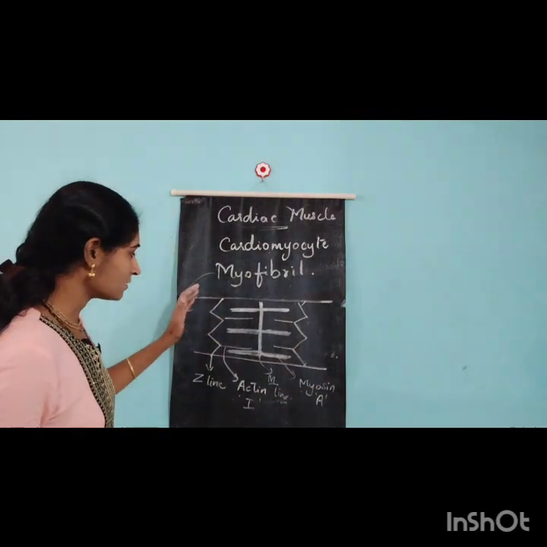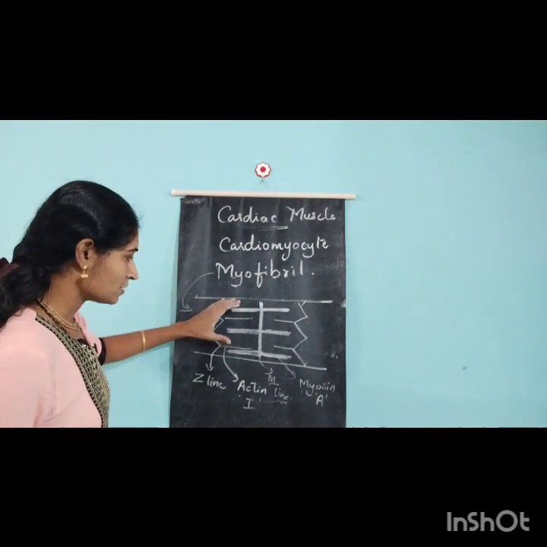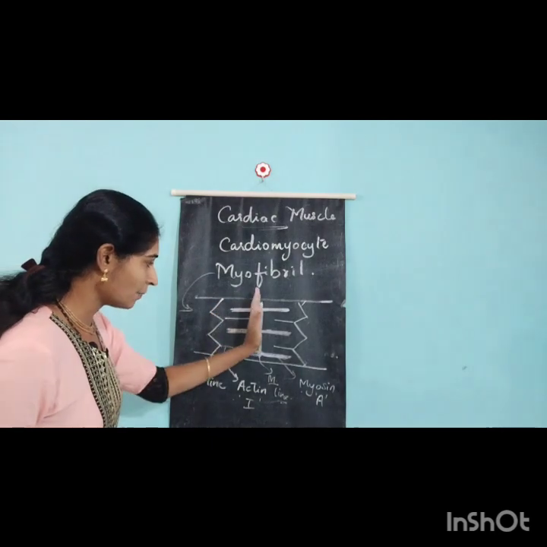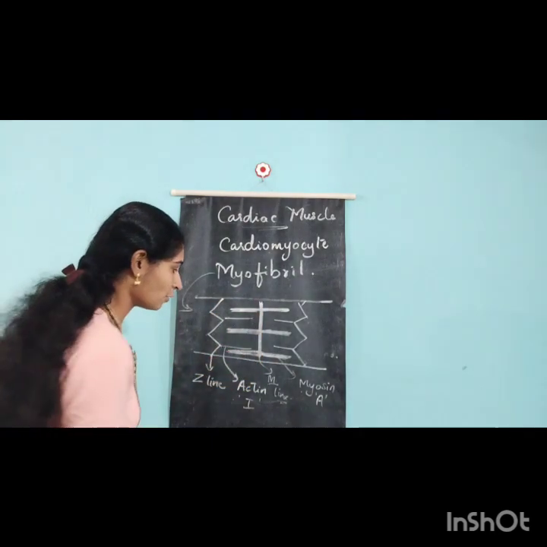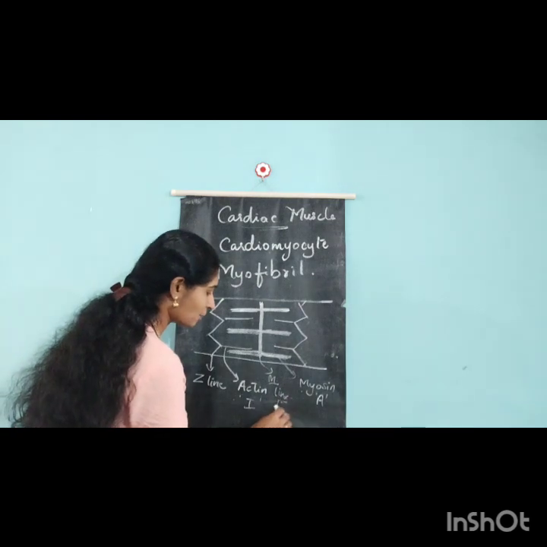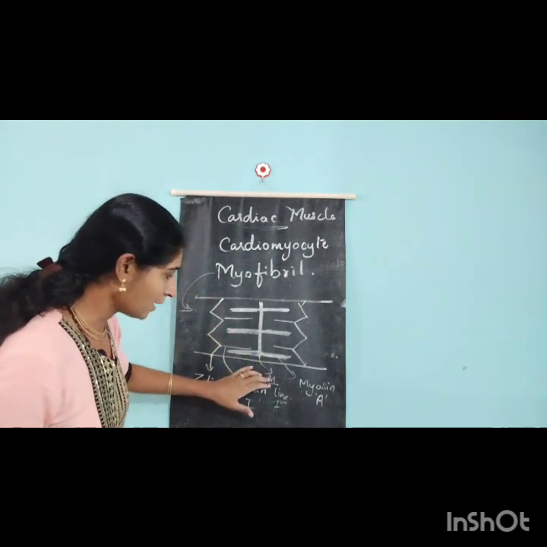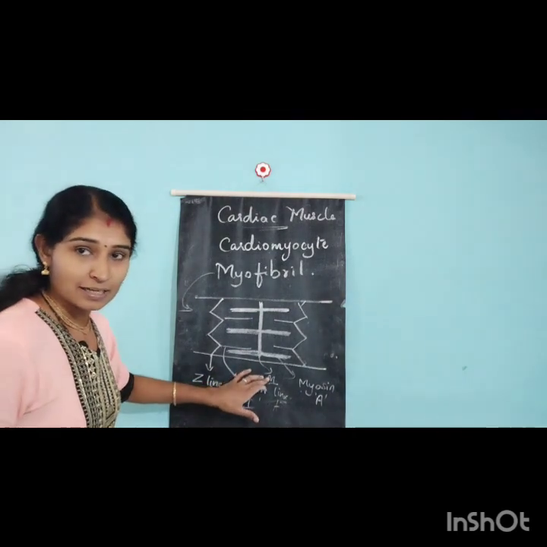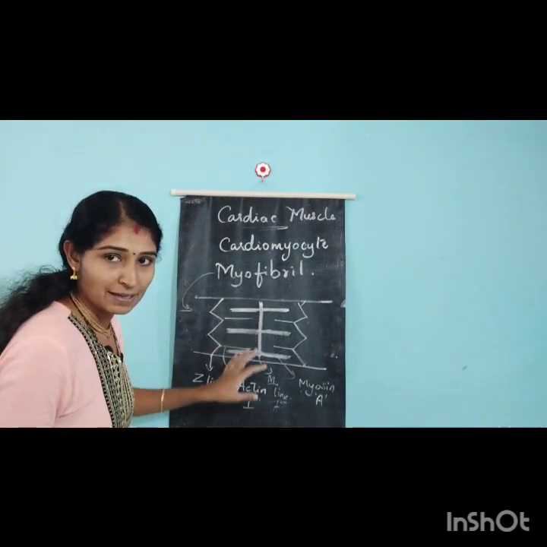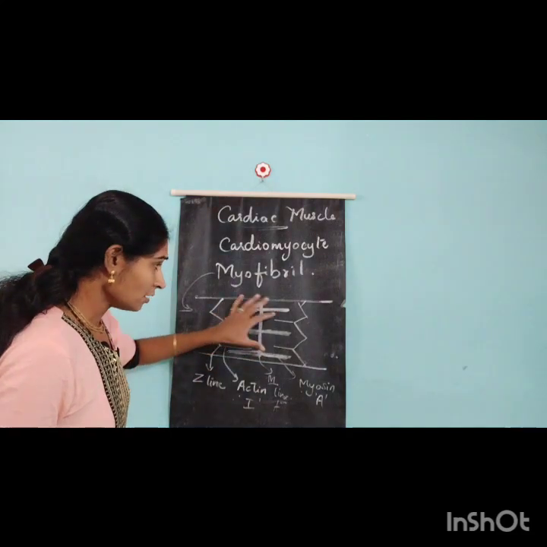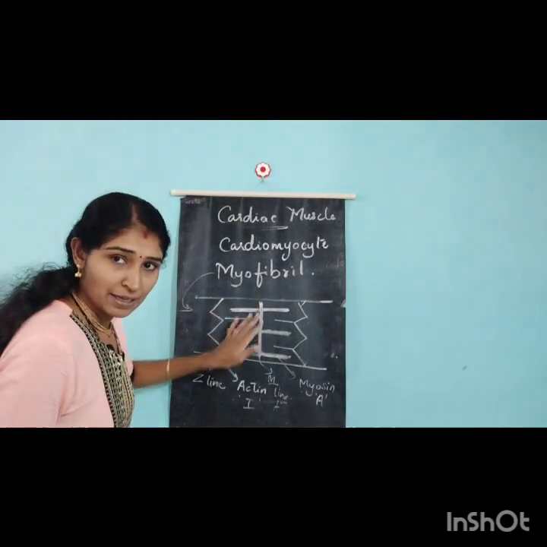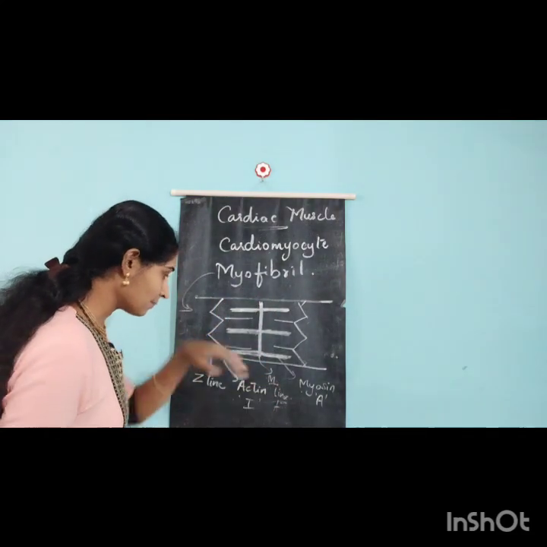And here how it is arranged? The actin and myosin are arranged in this form. There is a M line in between the myosin. What does it do? It is an accessory protein which connects two thick bands. Okay, what is this M line? M line is the accessory. It connects two thick bands by an accessory protein. Two thick bands are connected together by an accessory protein called M line.